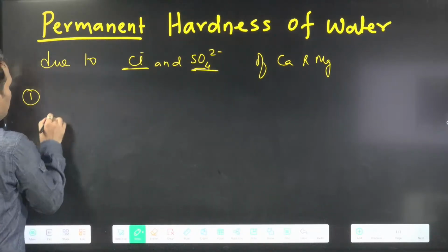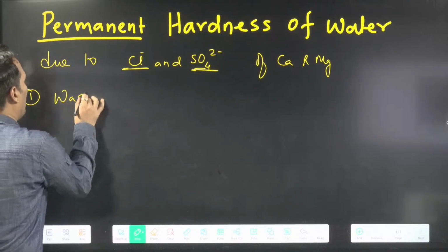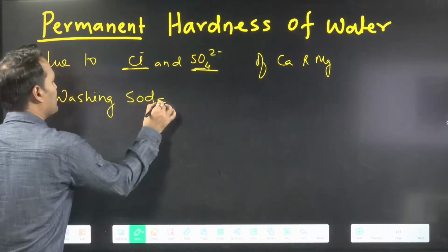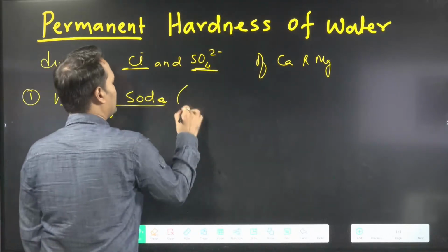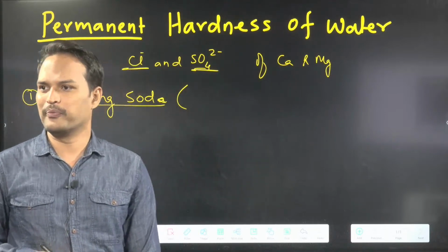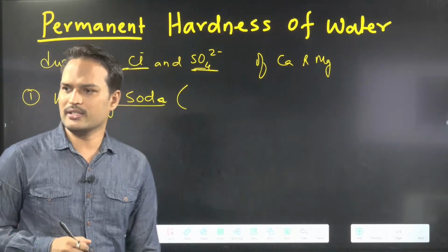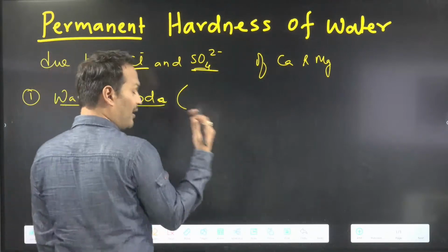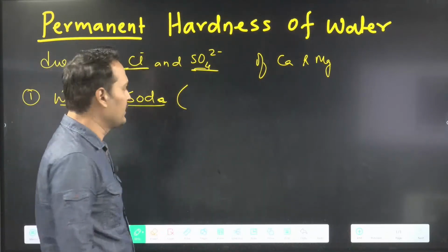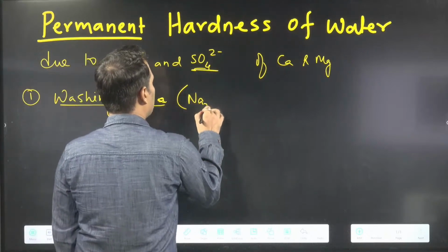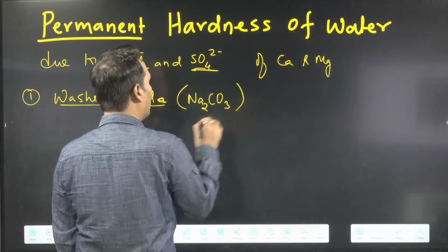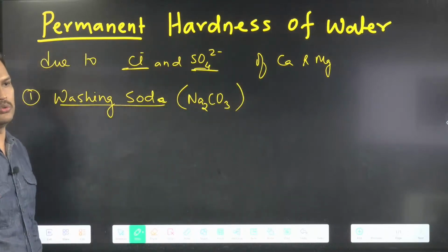So the methods for removing: the first one is washing soda. What do you mean by washing soda? Tell me quickly. There are two types of soda: one is baking soda and the other one is washing soda. So washing soda is what? If you don't know, see from NCERT and reply. Washing soda is Na2CO3. We are not interested in the hydrate part now, just Na2CO3.